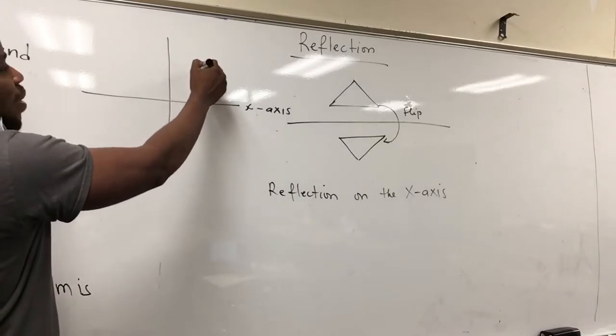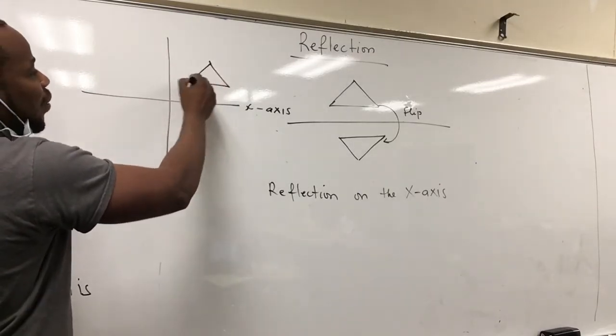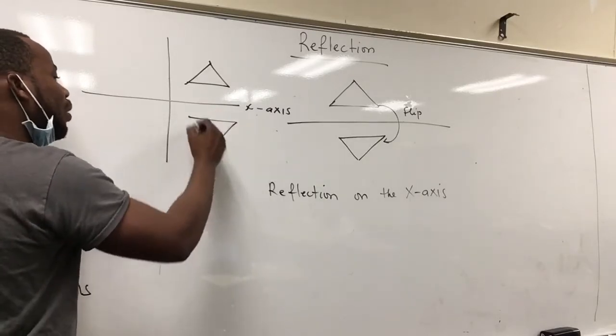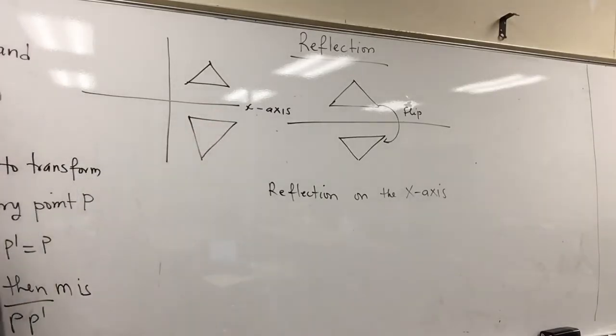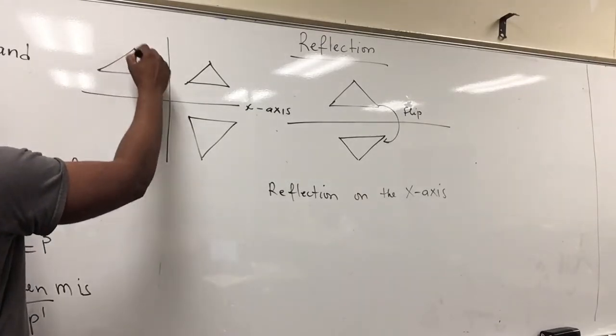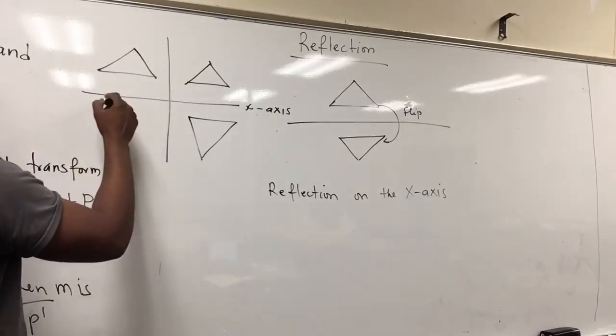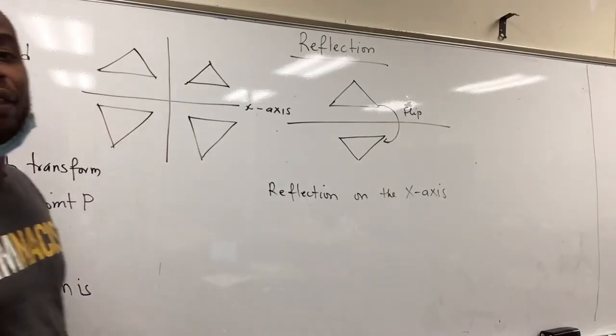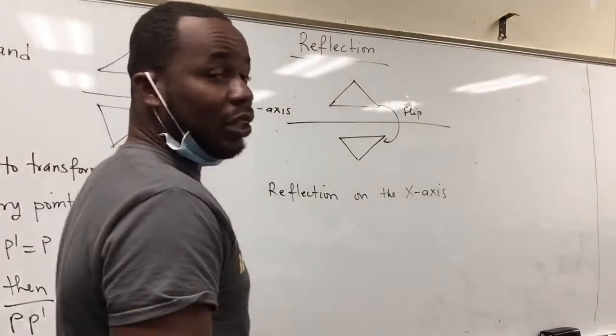So any image, if I have an image here, when I reflect it on the x-axis, it should be something down here. That makes more sense. The same thing, if I have an image here, if I reflect it on the x-axis, I have to be seeing the same thing flipped over. So that's basically reflection on the x-axis.